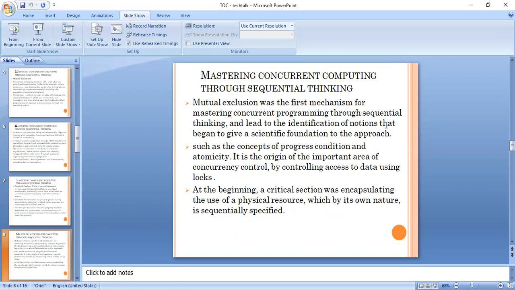the identification of notions that began to give a scientific foundation to the approach, such as the concepts of progress condition and atomicity. It is the origin of the important area of concurrency control, controlling access to data using locks. At the beginning, a critical section was encapsulating the use of a physical resource, which by its own nature is sequentially specified.